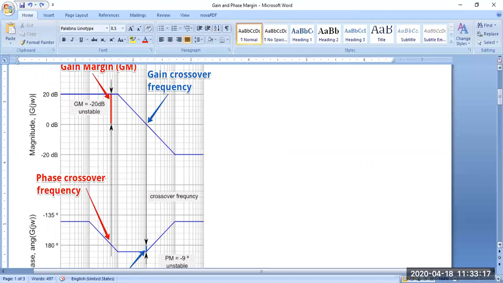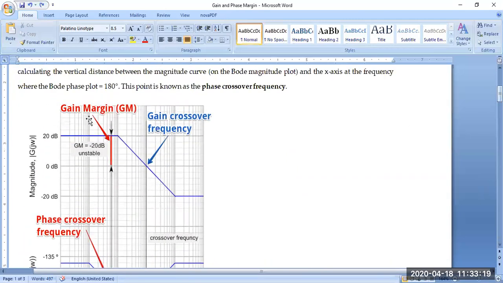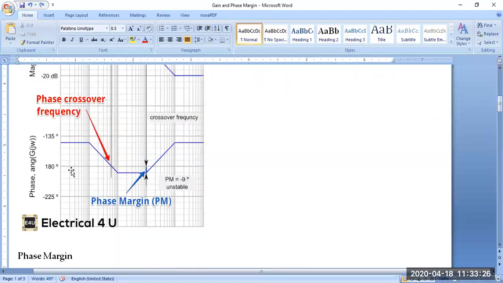So there are two plots here in Bode plots. We always draw two plots. One is the magnitude and the second is the phase plot. Now in the phase plot, you can see the angles minus 135 degree, minus 180 degree, and minus 225 degree. So we have angles over here, and this is the phase plot shown in blue.